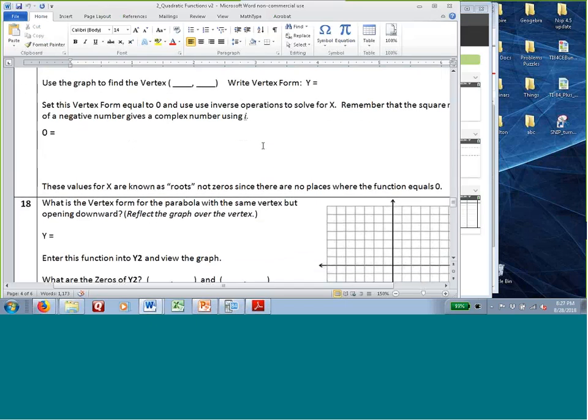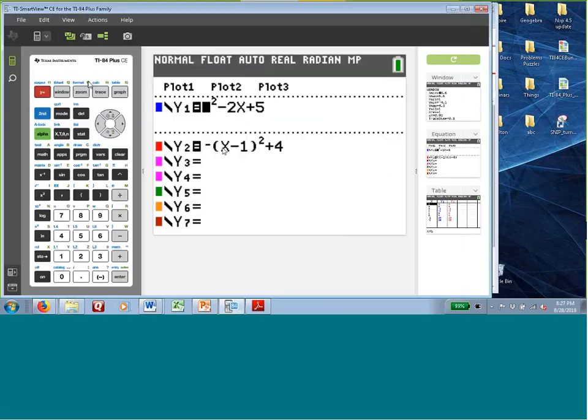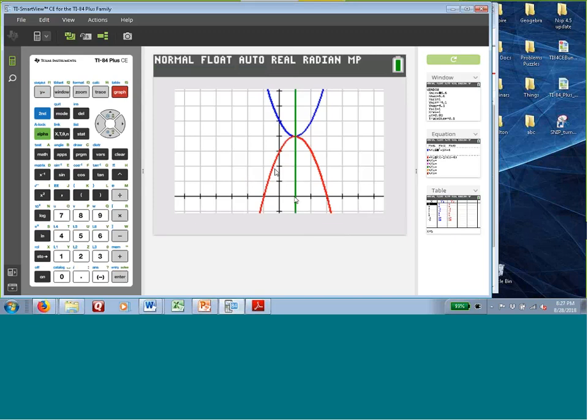So vertex form was going to give us negative 1 plus or minus 2i. And so what does that mean? I'm sorry, it's positive 1 plus or minus 2i. And that positive 1 plus or minus 2i is, the positive 1 is here, and it's plus or minus 2 units.